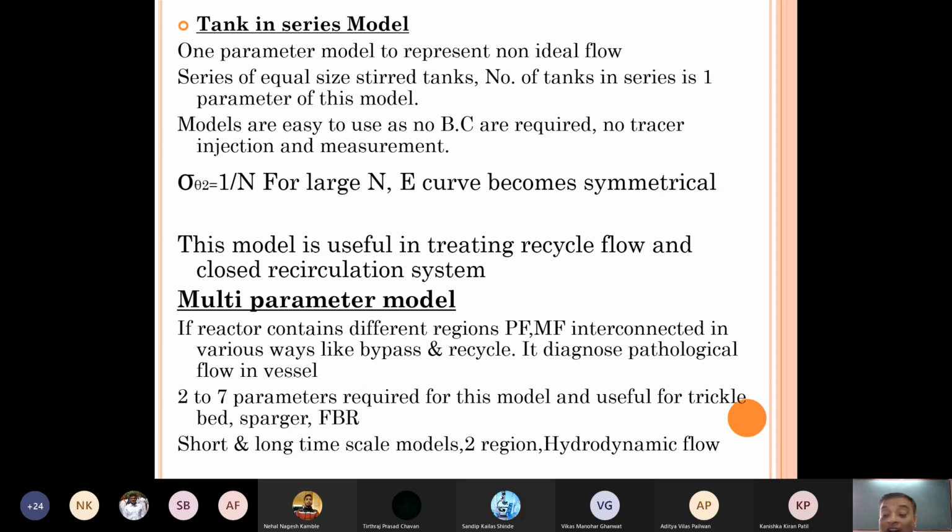In dispersion model, boundary conditions are fixed. Dispersion model मध्ये boundary condition दिलेले असतात. But in Tankin series model, no boundary conditions are required. लागतच नाही. Simple झालं ना? Boundary conditions नसतील तर लक्षात ठेवा.